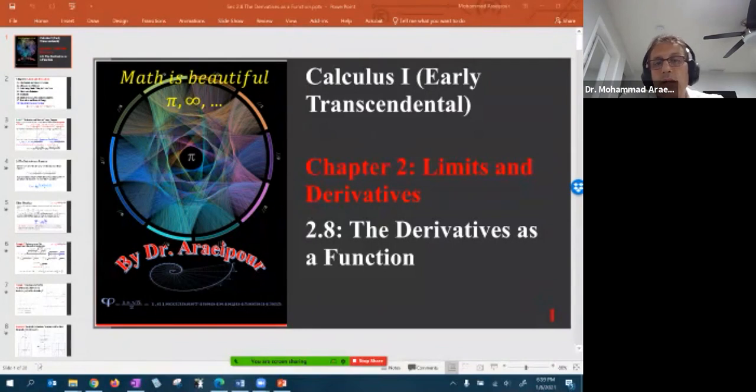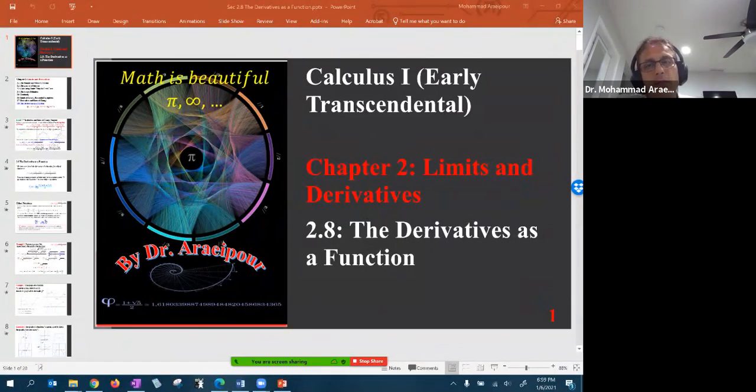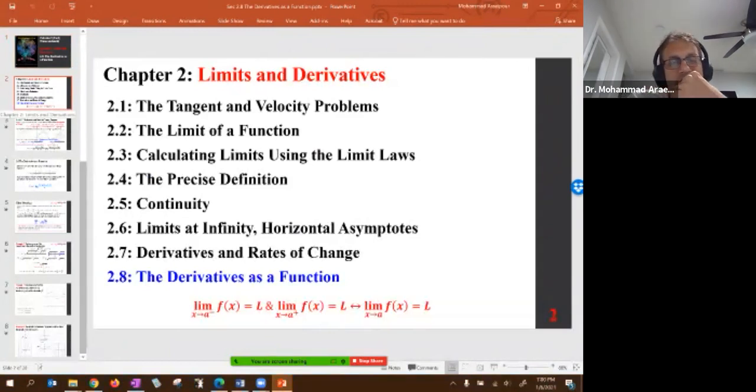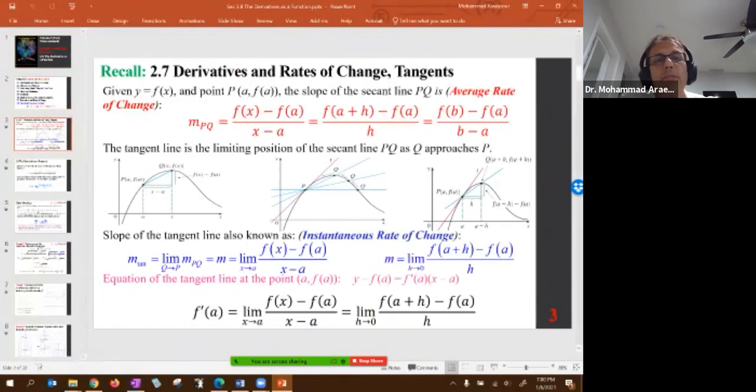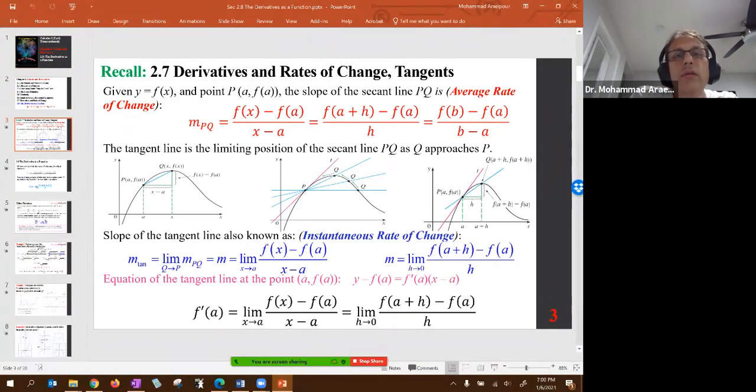Good evening, class. We are looking at section 2.8, the derivative as a function. This is the last section of this chapter. We covered various sections. And in the previous one, we went over the derivative and rates of change.